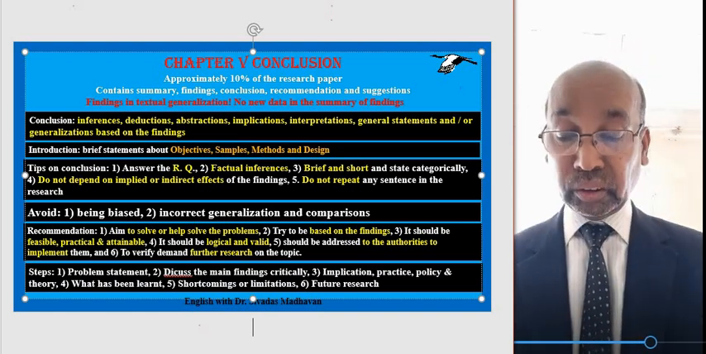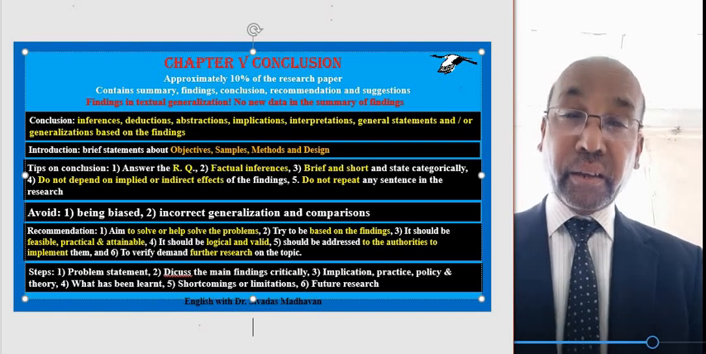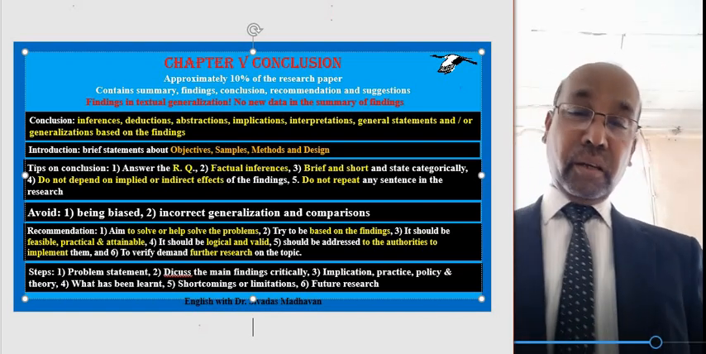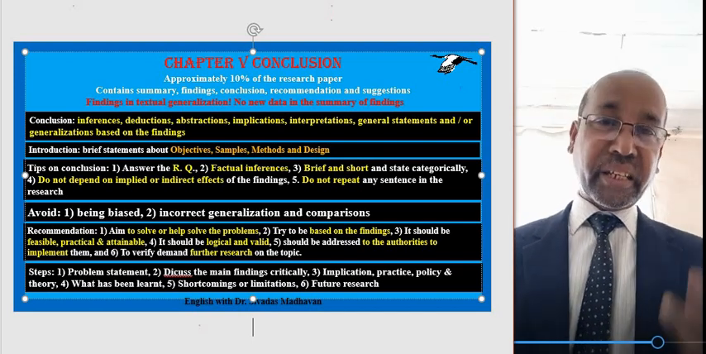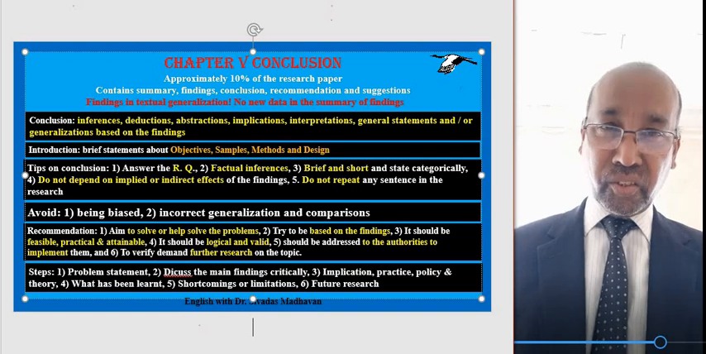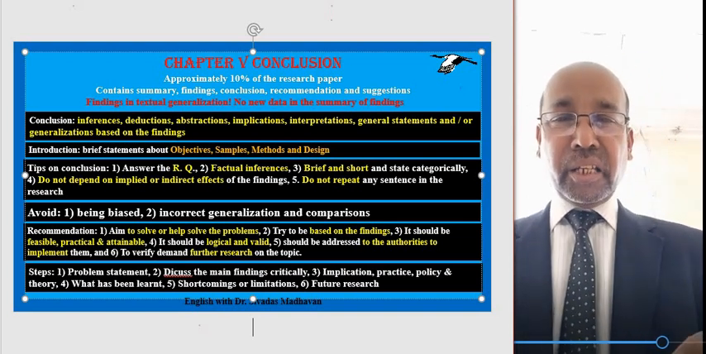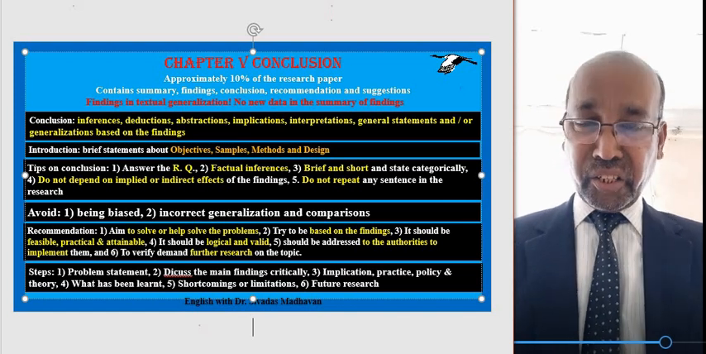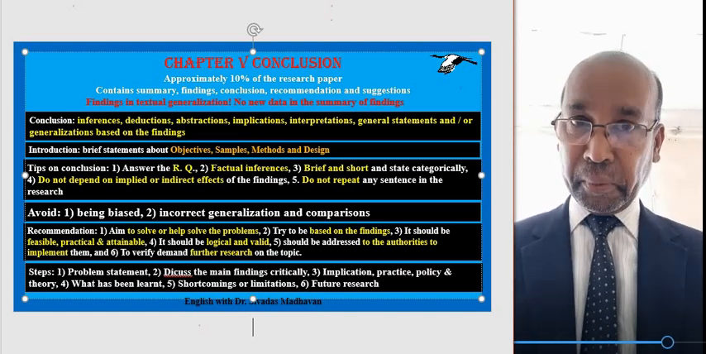In the conclusion, what people do is summarize the key findings and answer the research questions. Research questions means the knowledge gap, to fill the knowledge gap or the research gap. So that will be there.